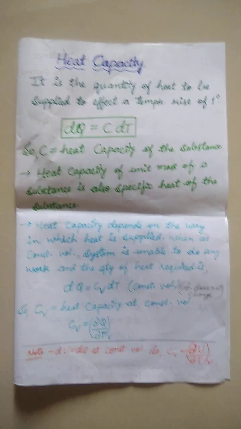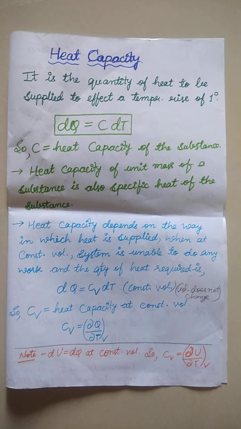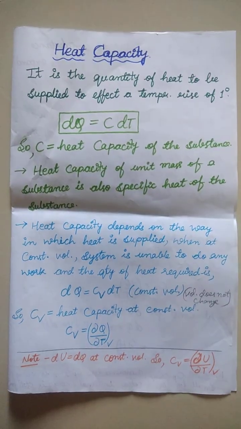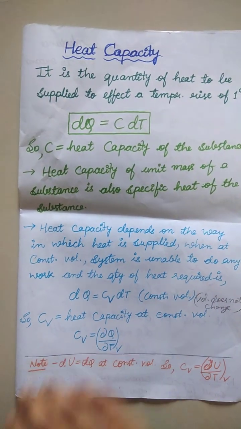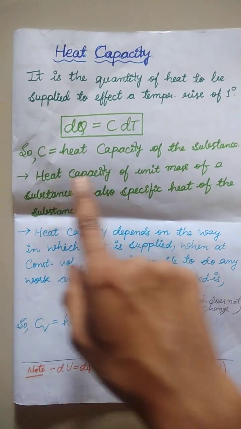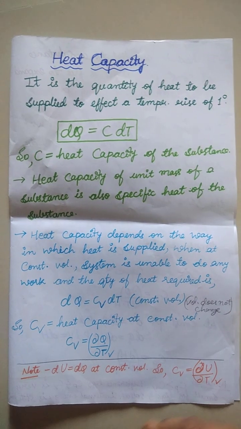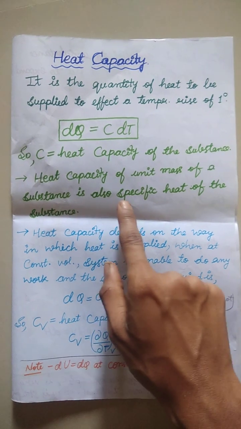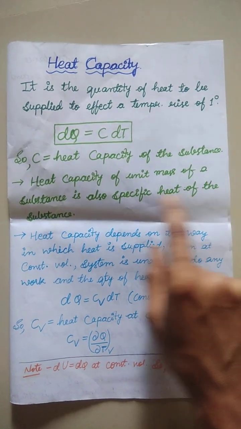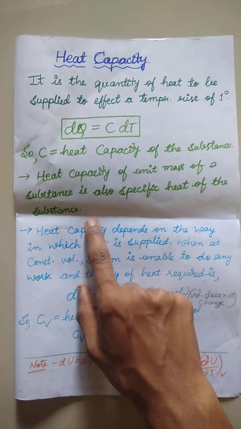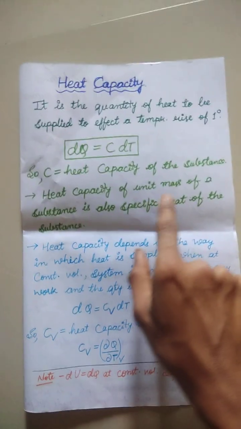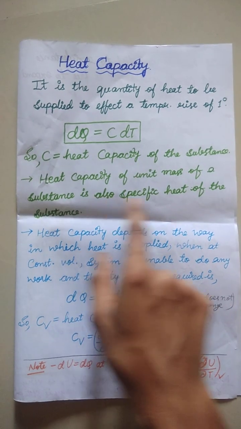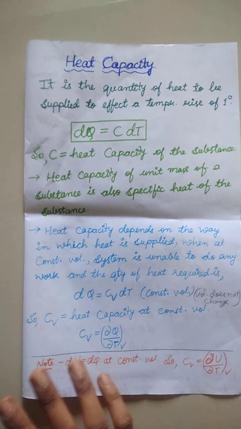Hello everyone. So today we are going to discuss heat capacity. This is the quantity of heat to be supplied to effect a temperature rise of 1 degree. The formula is dq equals C into dT, where C is the heat capacity of the substance. Heat capacity of unit mass of a substance is also specified, and is the specific heat of that substance.